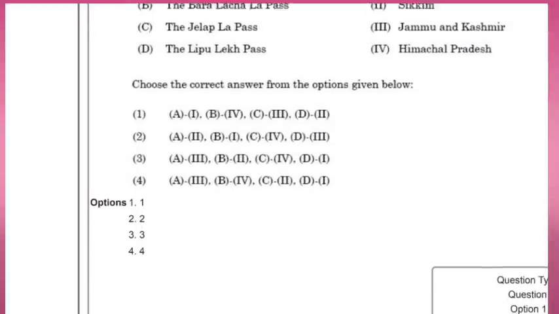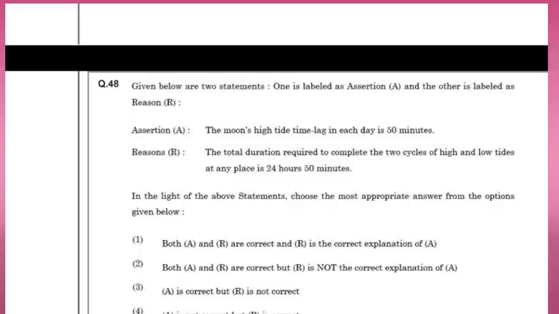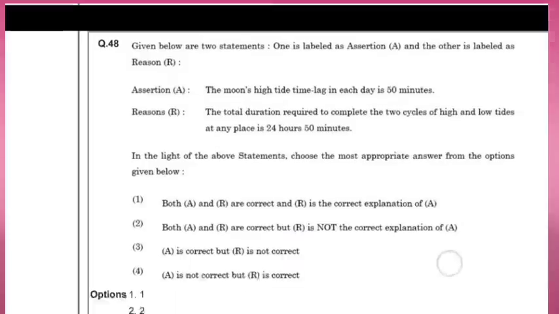And next question, assertion and reason: the moon's high tides occur at a time lag of 50 minutes each day. The total duration required to complete two cycles of high and low tide at any place is 24 hours 50 minutes. Both are true and R is the correct explanation of A. Option 1 is correct.